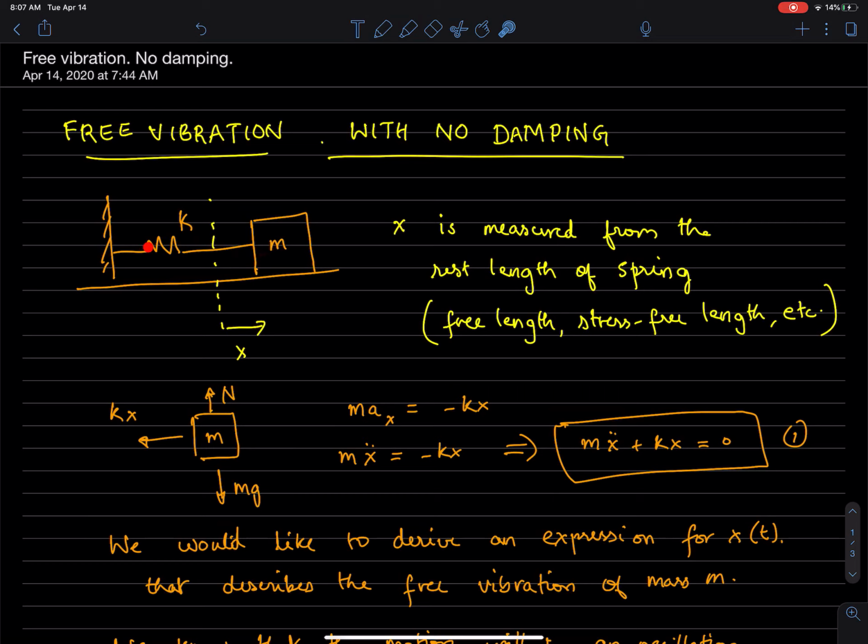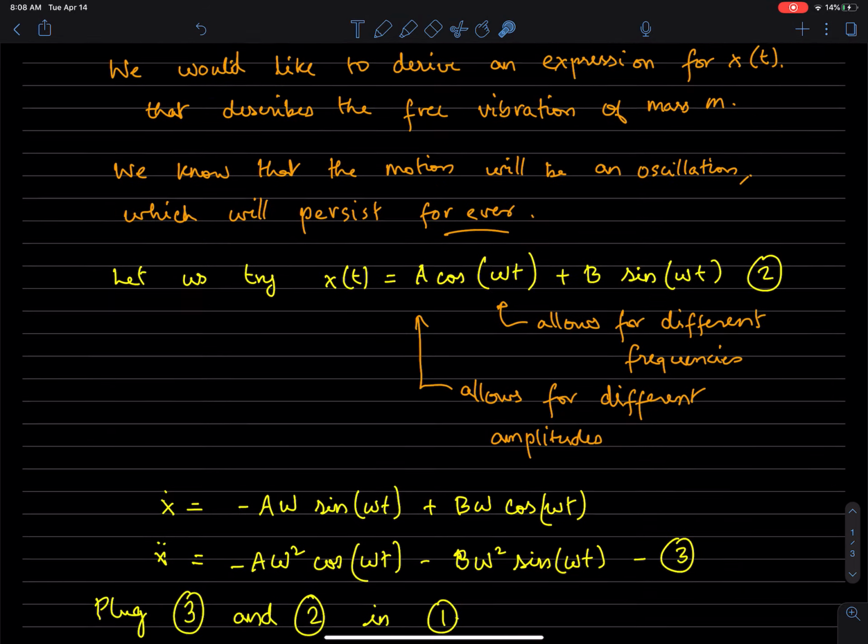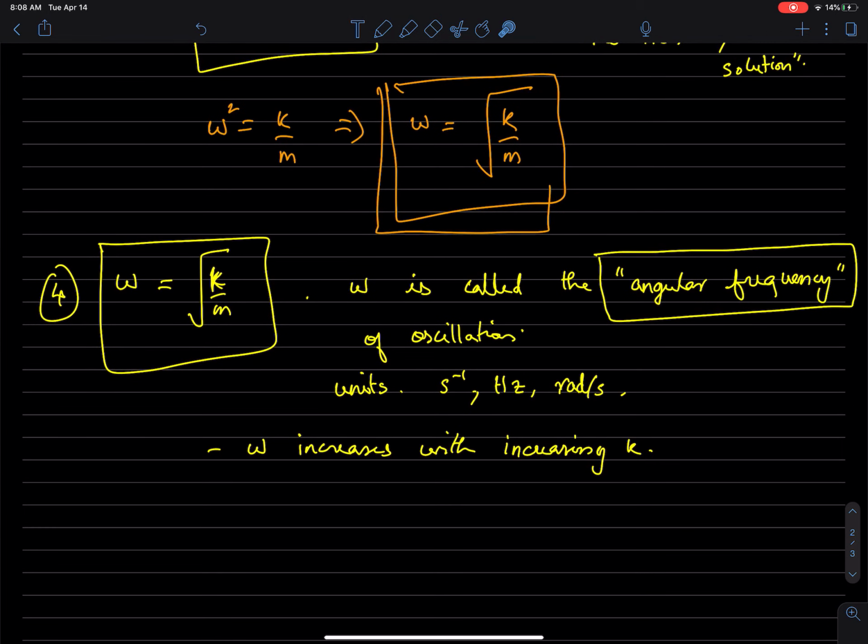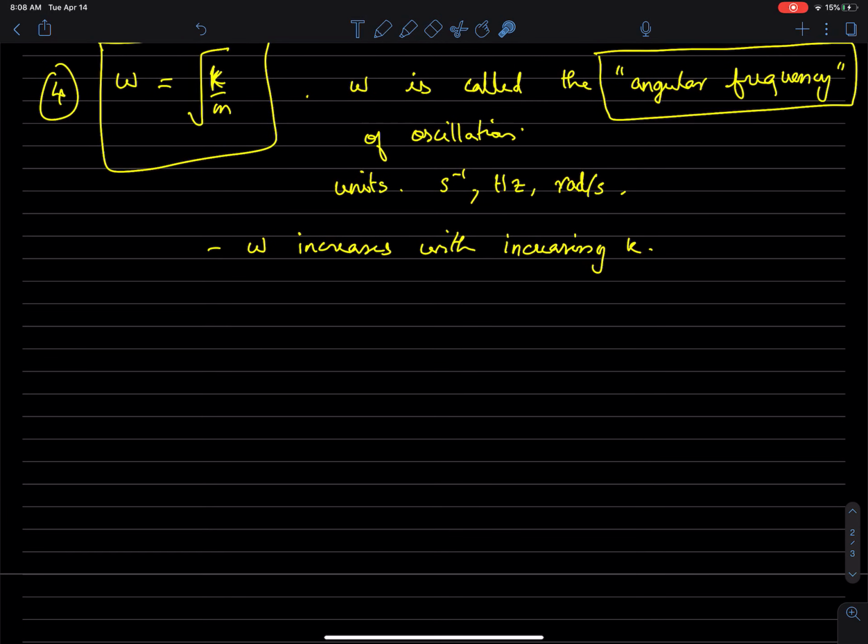If you lower the stiffness, in other words, you make the spring really soft, the mass will go back and forth more slowly. And then it says that omega decreases with increasing m.